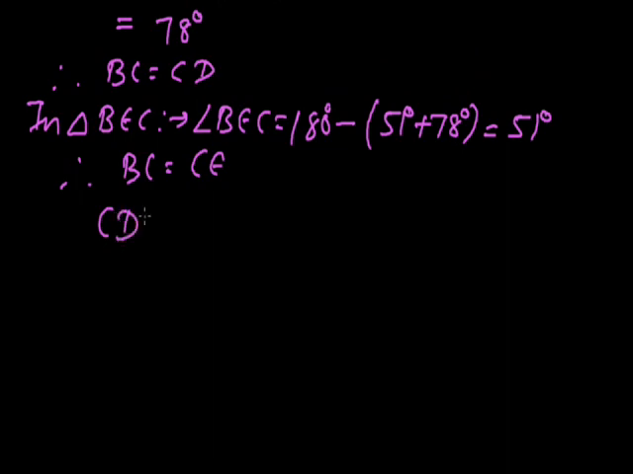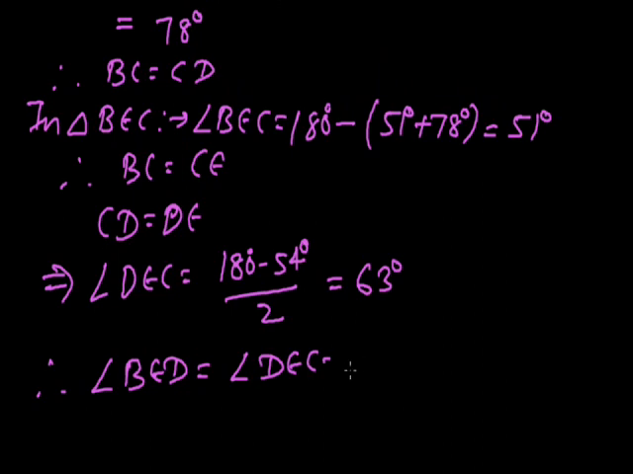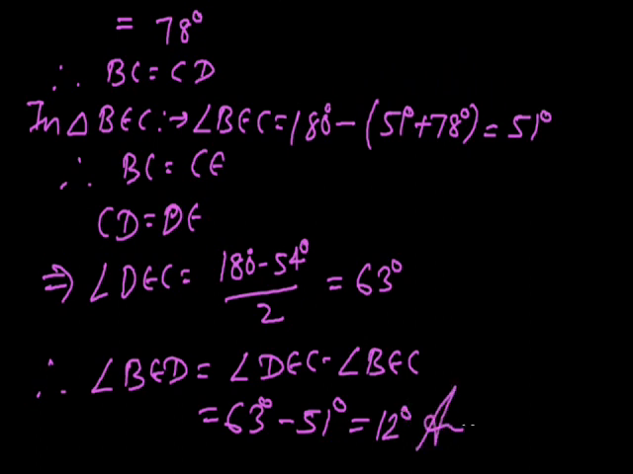As CD is equal to CE, so angle DEC is equal to (180 minus 54)/2, that is 126/2, that is 63 degrees. So the value of angle BED will be given as angle DEC minus angle BEC, that means 63 degrees minus 51 degrees is equal to 12 degrees. That is our answer.